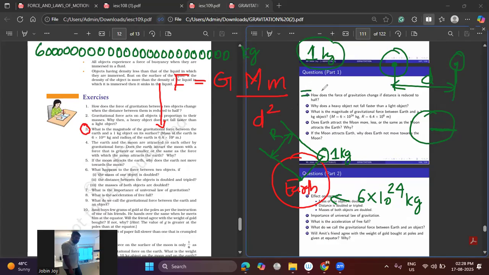So I can write the equation as F is equal to capital G m divided by r square. I can replace this D with r, where r is the radius of this Earth. This is r. Okay, why? Because this is very, very small. The object is only 1 kilogram. So the object is very, very small. So now you can solve the problem.